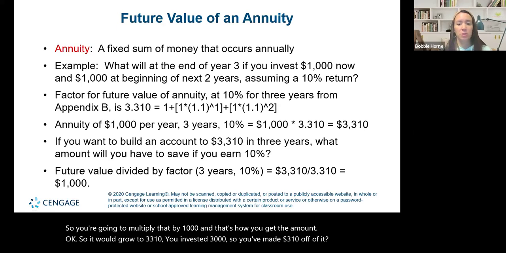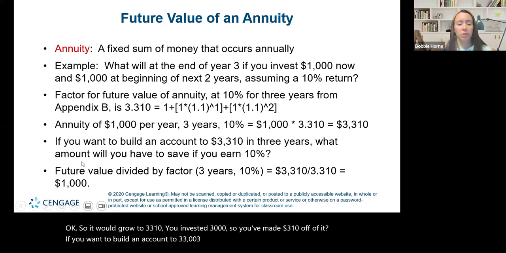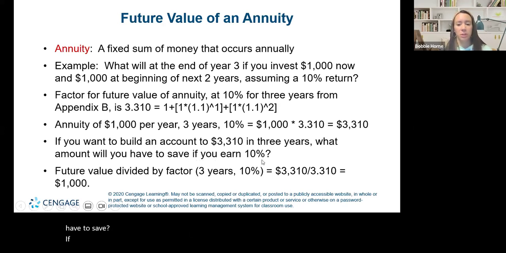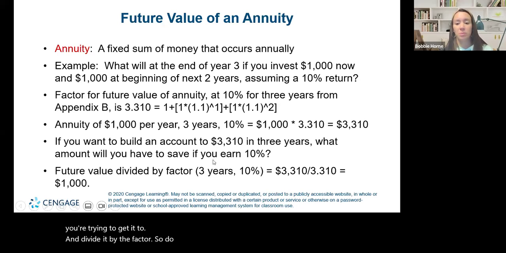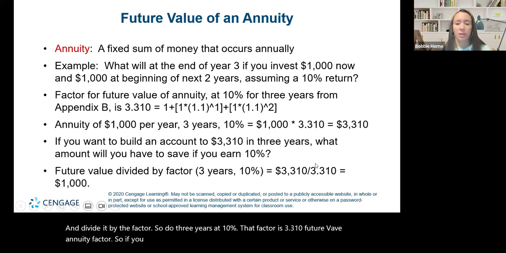If you want to build an account to 3,310 in 3 years, what amount will you have to save if you earn 10%? The way that you do that is you take the future value, which is what you're trying to get it to, and divide it by the factor. So do 3 years at 10%. That factor is 3.310, the future value of annuity factor. So if you have what you want it to be, you're going to divide instead of multiply, and it'll show you, hey, I need to put $1,000 in each year.